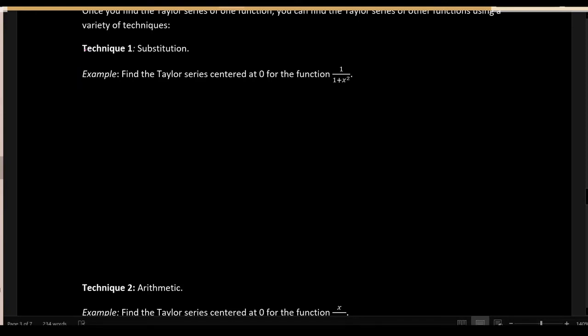To show you what I mean, someone says, find the Taylor series centered at 0 for the function 1 over 1 plus x squared.